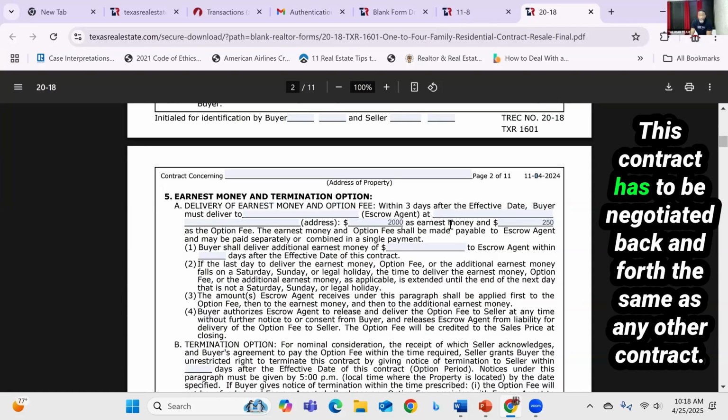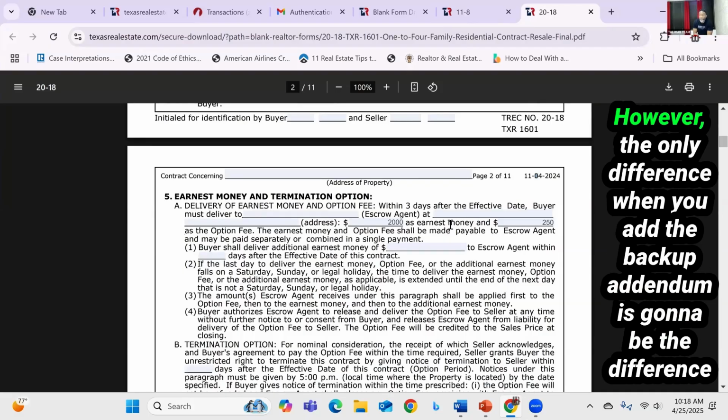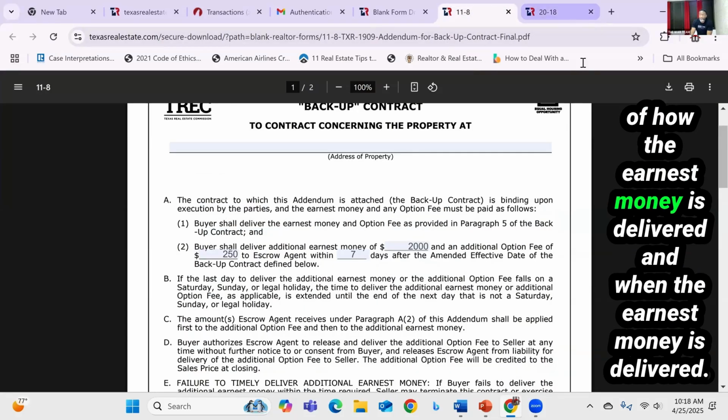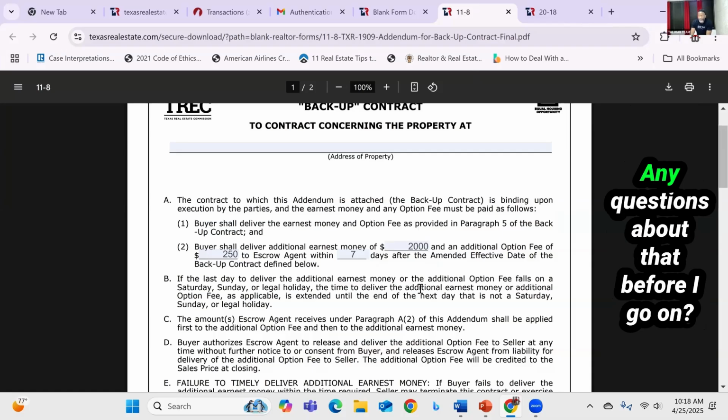This contract has to be negotiated back and forth the same as any other contract. However, the only difference when you add the backup addendum is going to be how the earnest money is delivered and when the earnest money is delivered. All right. Any questions about that before I go on?